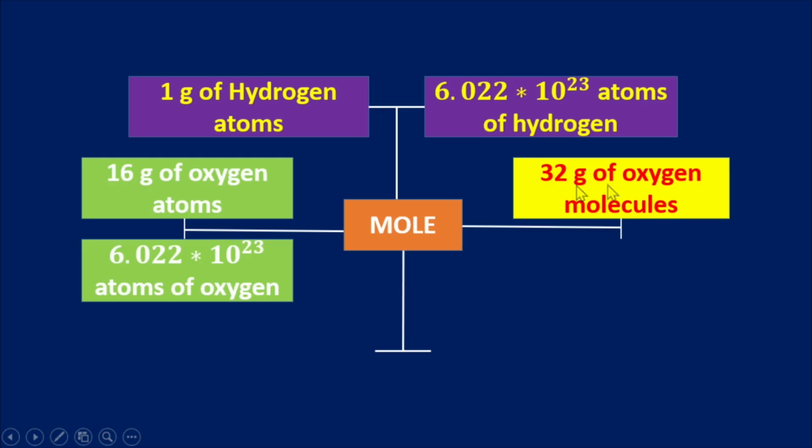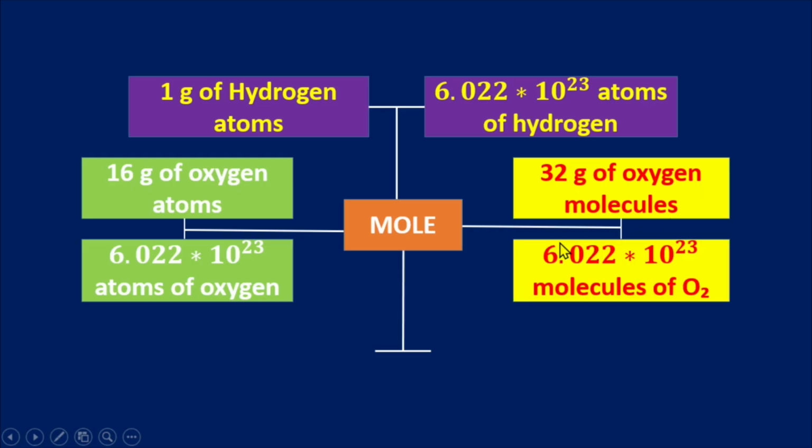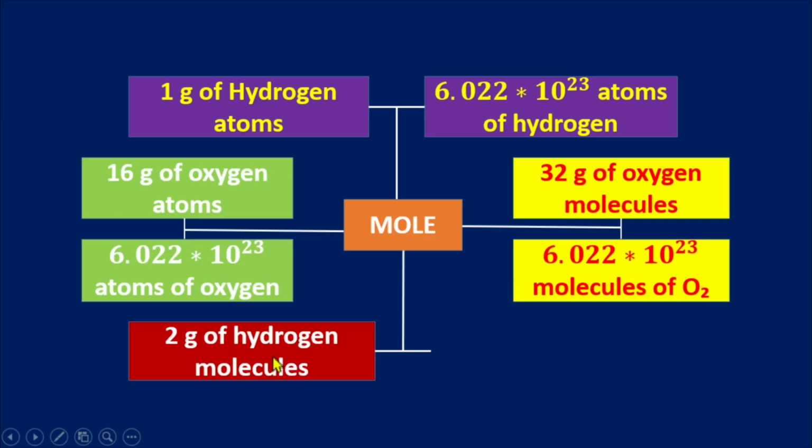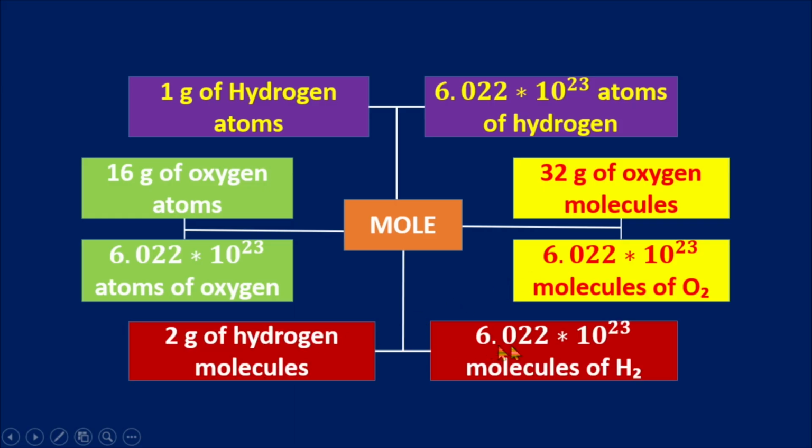Similarly, 32 grams of oxygen molecule has the same number of particles, 6.022 into 10 to the power of 23 molecules of O2. Here it is just O, here it is O2. And 2 grams of hydrogen molecule consists of 6.022 into 10 power 23 molecules of hydrogen. These all are 1 mole each children.